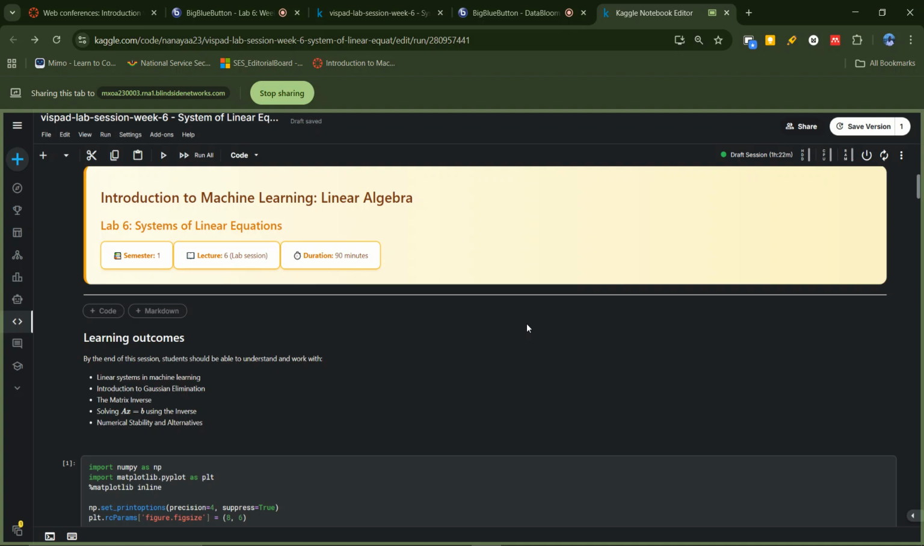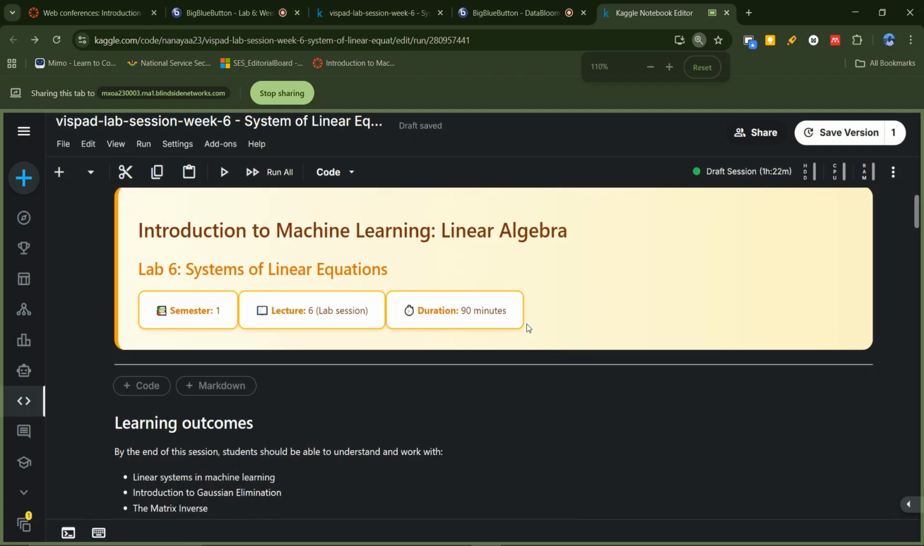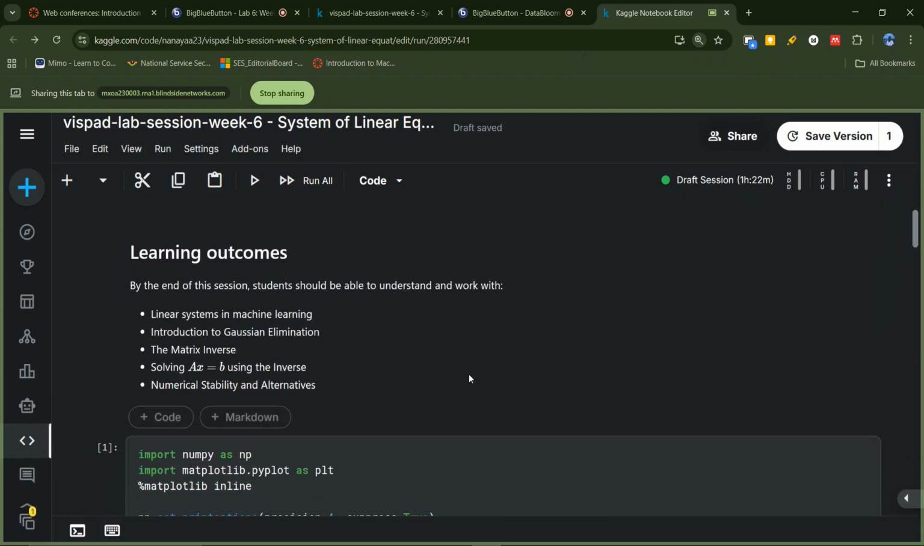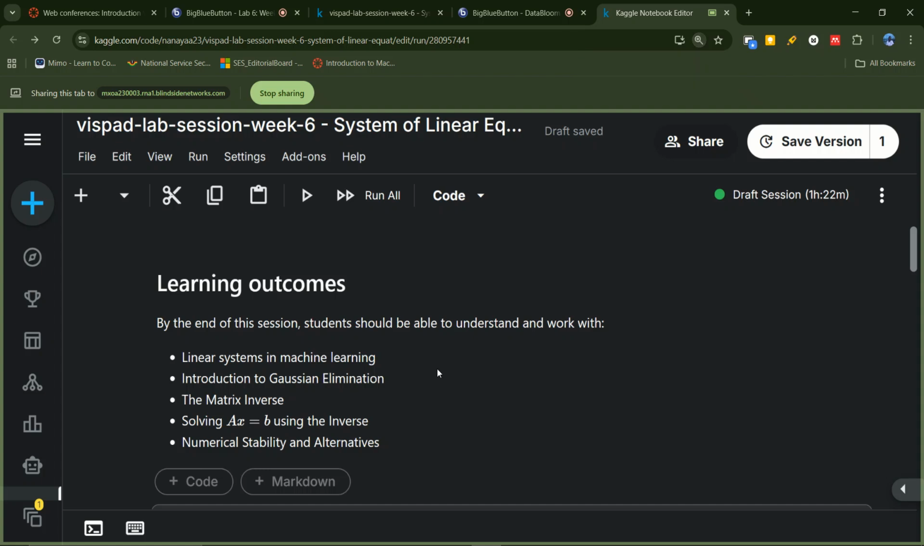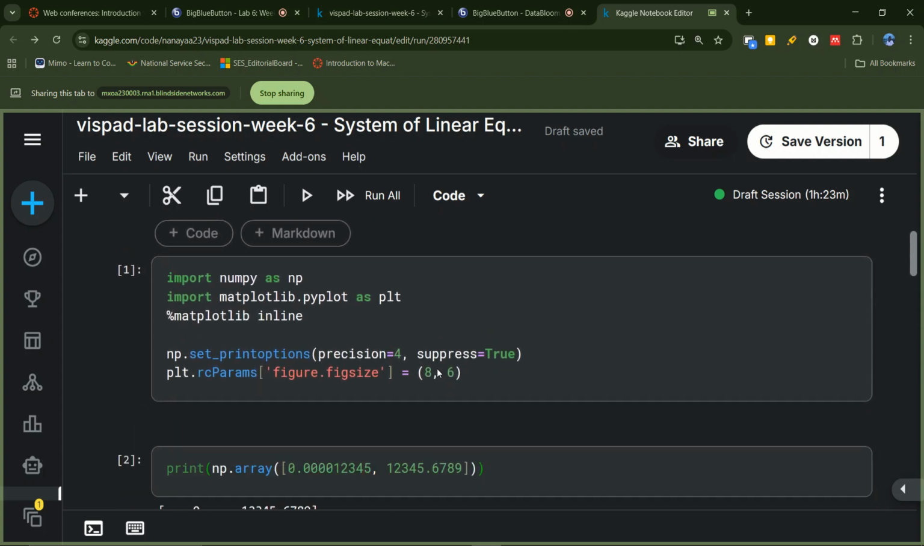By the end of this session, students should be able to understand and work with linear systems in machine learning. Last week, you remember we did Gaussian elimination, so we may not really talk much about it. The matrix inverse or inversion, then solving AX equal to B using the inverse, numerical stability, and other alternatives. Okay, so we'll just start right away.